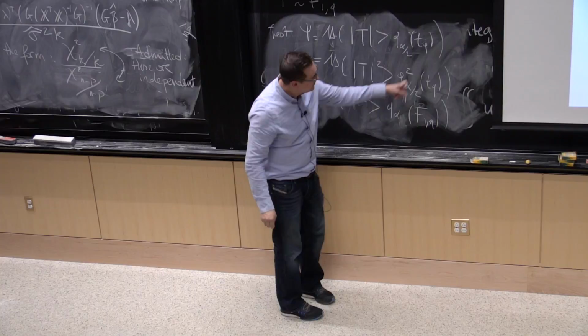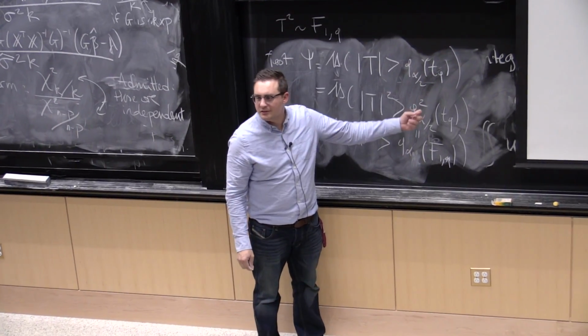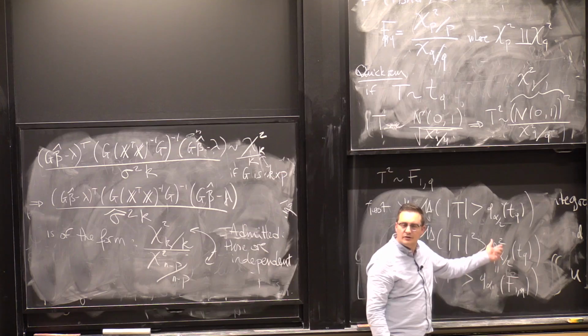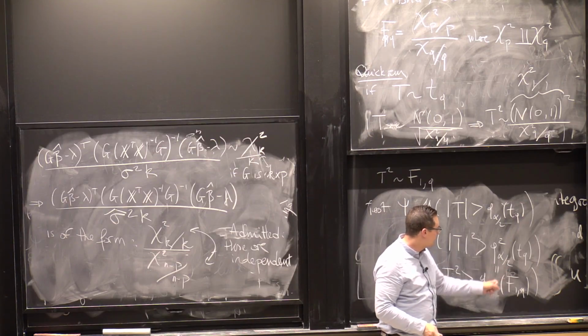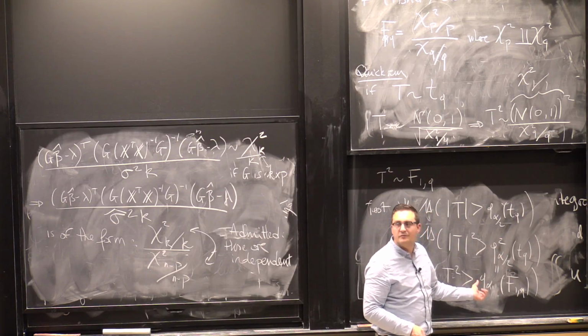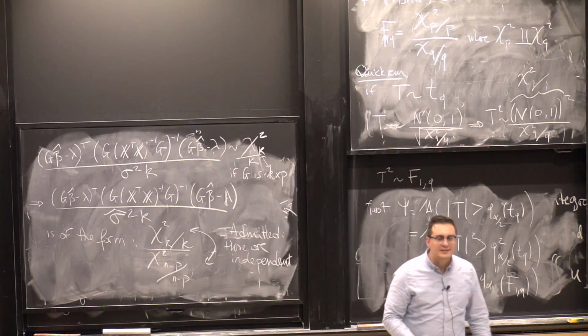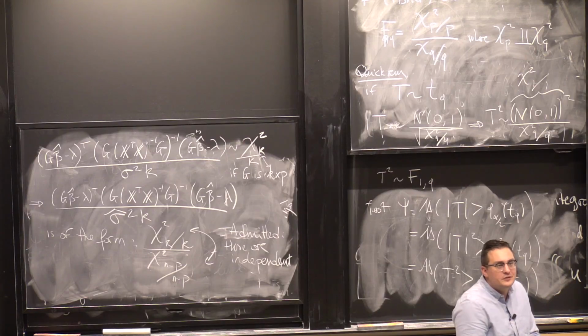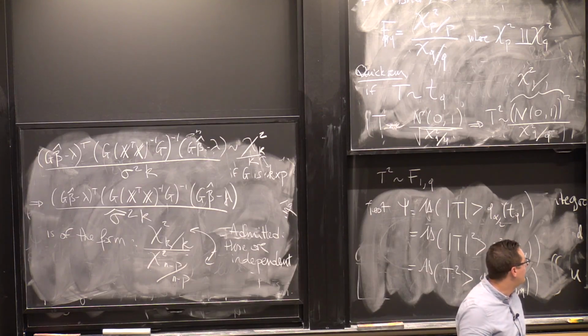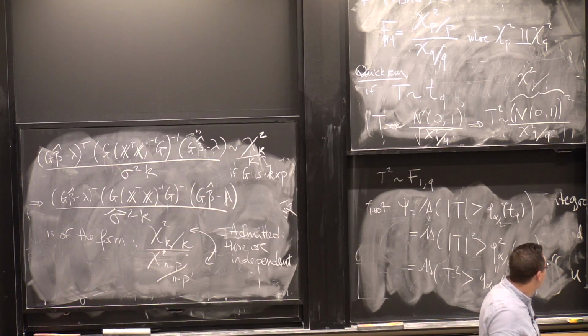So you can check. If you look at a table for Student and a table for F_{1,q}, you're going to have to move from one column to the other, from alpha over 2 to alpha, but one is going to be the square root of the other one. Just like the chi-square is the square of the Gaussian. If you look at the chi-square with 1 degree of freedom, you will see the same thing as the Gaussian.